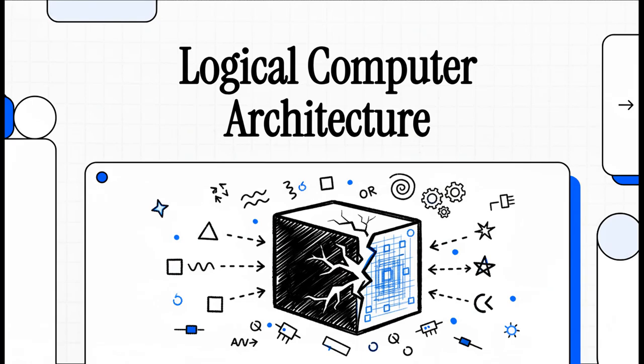All right, let's get right into it. We use computers all day, every day. But let's be honest, for most of us, they're kind of like a magic black box, right? We do something and something else happens. Well, today we're going to pry that box open and take a look at the brilliant and surprisingly simple logic that makes it all tick.